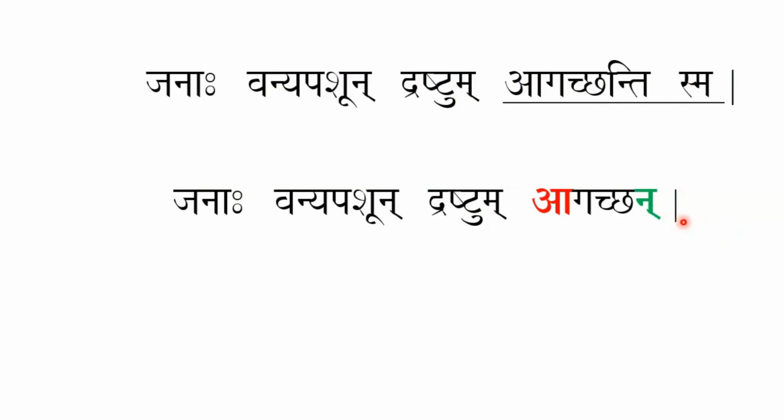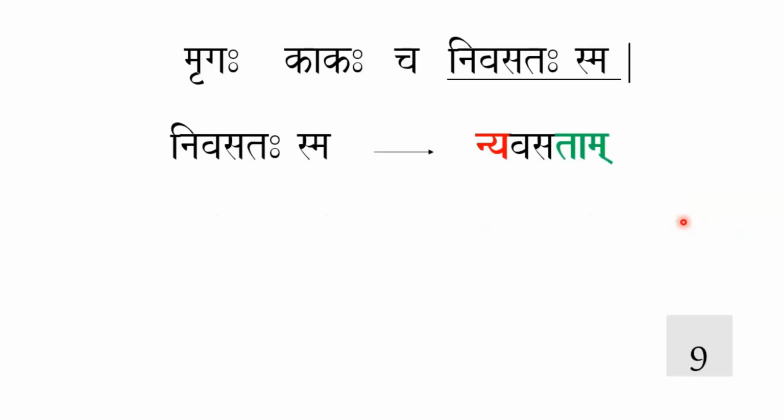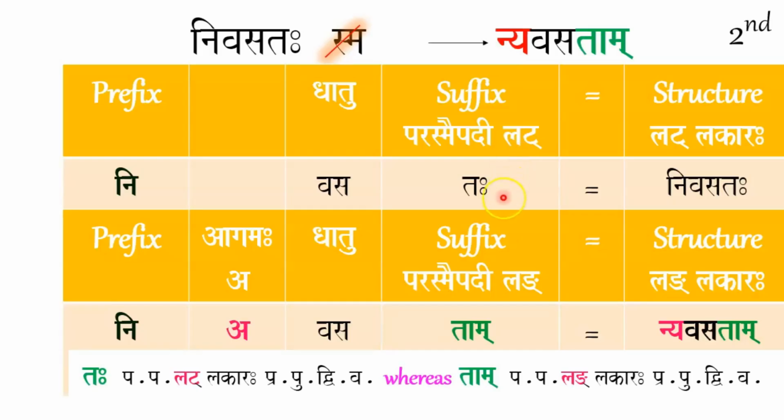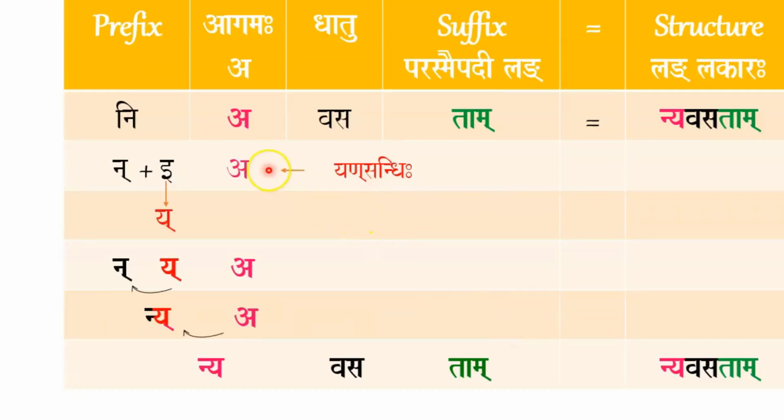Let's move on to our last example. Here, Nivasataha Sma becomes Nyavasatam. First, Sma Avyayam is cancelled. After that, the ending present suffix taha is replaced by tam in past. Then, the rule of sandhi is checked. Here, after the letter E, which is the last letter of prefix ni, the letter A has come. That's why here Yana Sandhi occurs.